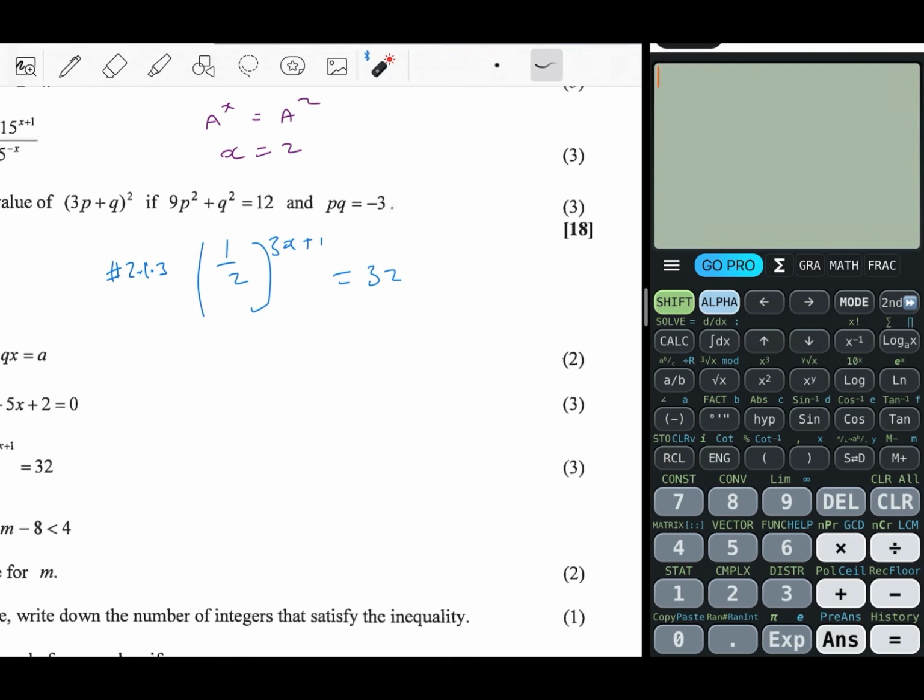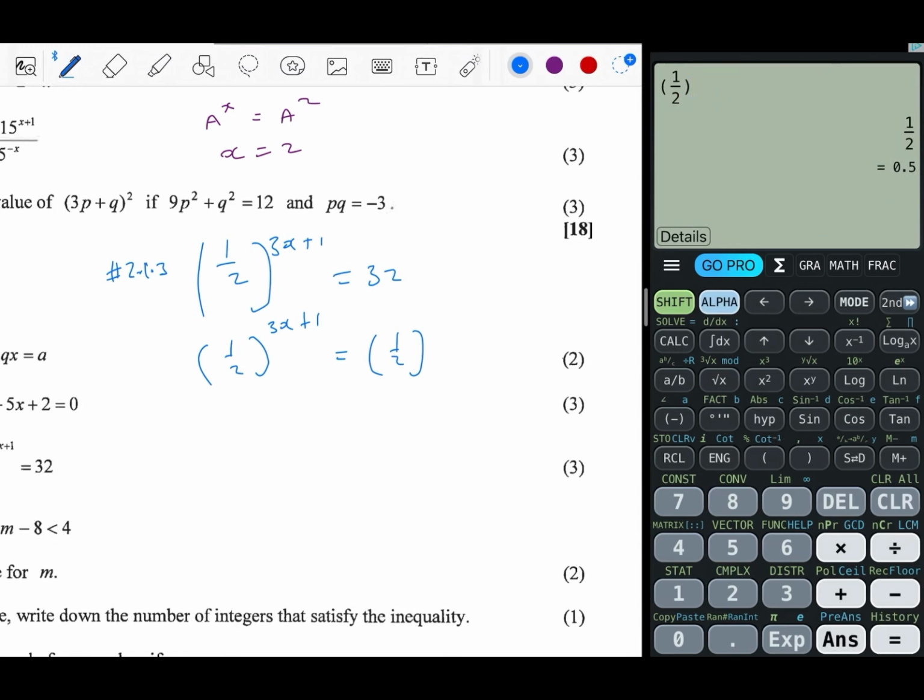So we're going to try to make sure that these bases are the same. To do that, we can try to make 32 a half. So we're going to try to make 32 to be a half. How can we do that? So you can say half power something. Of course, it has to be power something. You can take a calculator if you want. You can even do it in your head. It doesn't really matter.